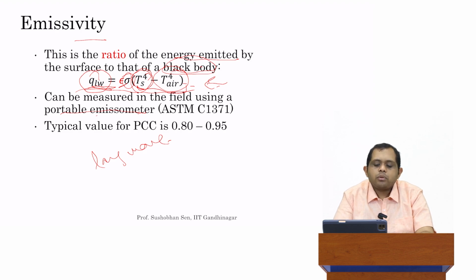So we have an emissometer as an instrument. ASTM C1371, in case you're interested, is the specification that defines it. There is no equivalent Indian specification to the best of my knowledge. For PCC pavements, there's quite a large variety which is reported in literature. A typical value can be from 0.8 to 0.95. And I'll show you some graphs and charts which illustrate this.